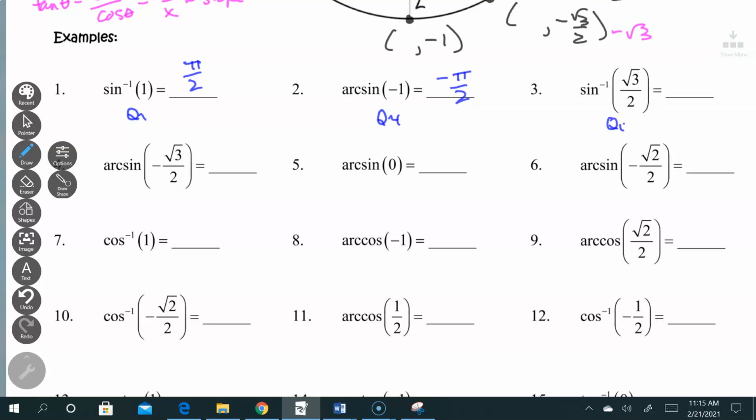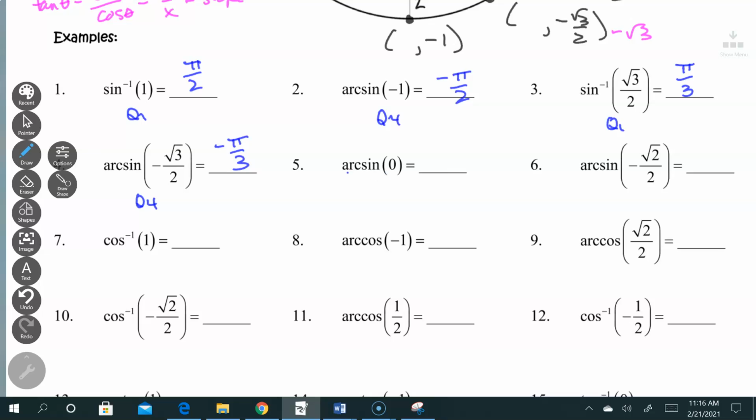Positive angles, quadrant 1. When does sine equal radical 3 over 2? That is pi over 3. Now that I have a negative number, it's going to be in quadrant 4, and it's going to be exactly the same thing I got for that last problem, except it's going to be negative pi over 3. That is how easy it is for inverse sine.